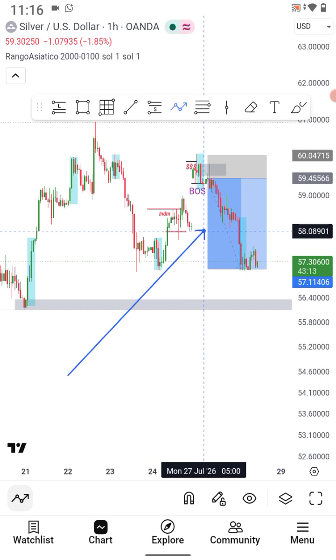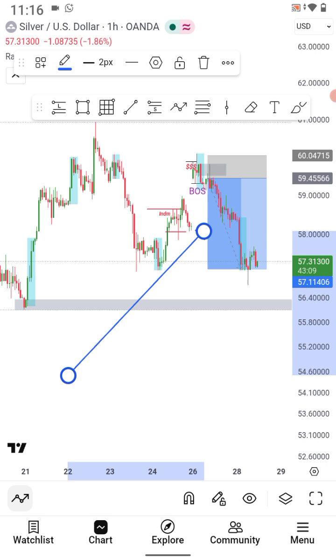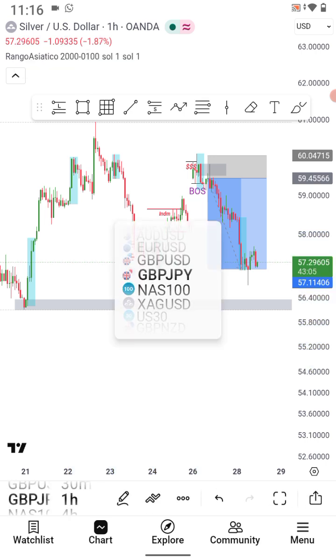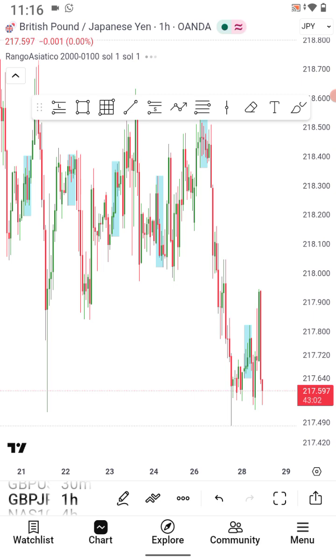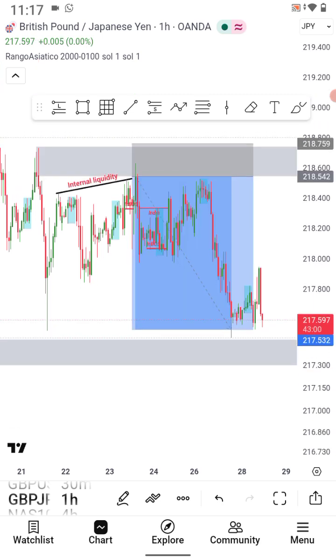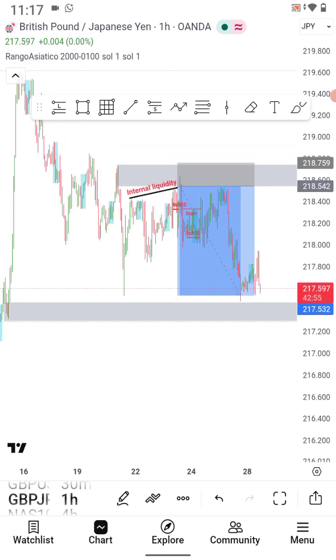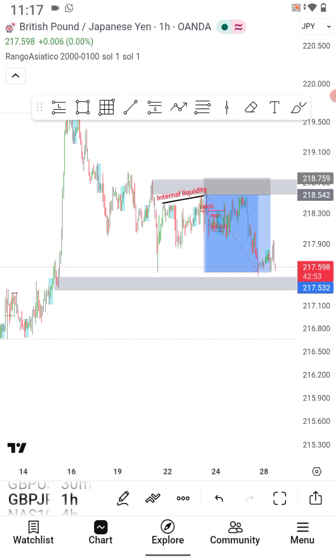Okay, no, this one I entered yesterday, not this one. It wasn't a silver trade, it was GBPJPY. Yes, this is it. I see it now. I entered this trade on Thursday and I held it till Monday.